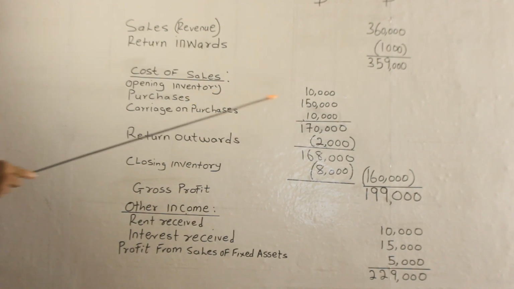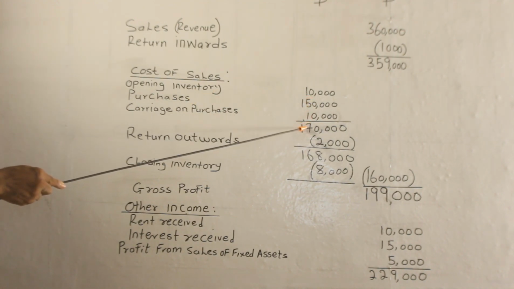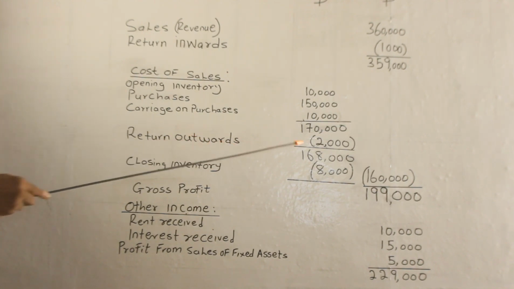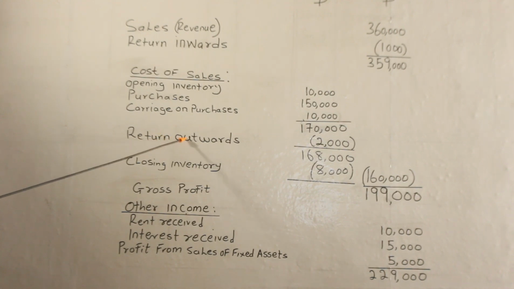Therefore, the purchases becomes the only figure that will stand here, and from it we deduct returns outwards to get our balance. Also, in an exam, there may not be returns outwards. What do I mean? If all the goods we purchased are good, there will be no need for us to return any. Return outwards is as a result of some goods that were defective.